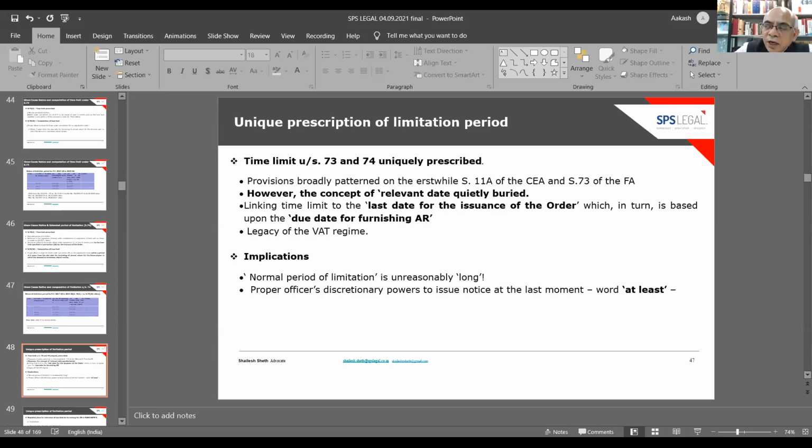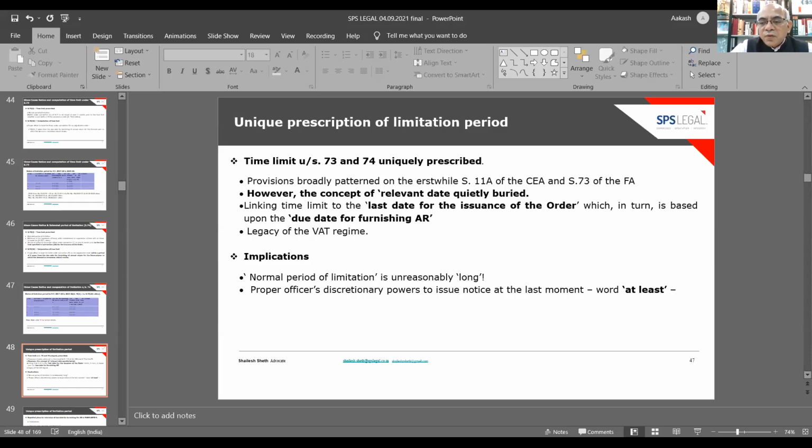Generally, it is the date of filing of the return. And in case the return is not filed, then the due date on which the return is required to be filed. So in case of excise, it was generally a quarterly or monthly return. In case of service tax, it was a 6 monthly return. So effectively, in service tax, though it was 30 months, the authority was getting 37 months for raising the demand because the returns were half yearly. But that is fine. It was always linked to the date of filing the return or the due date of filing the return. Here, the time limit has been linked to the last date for the issuance of the order.